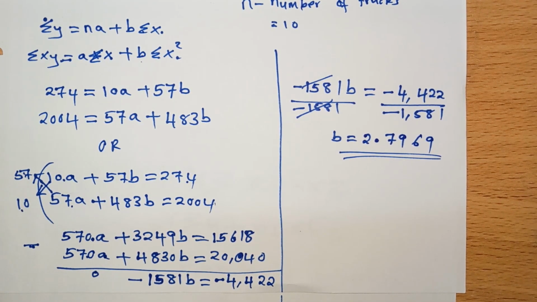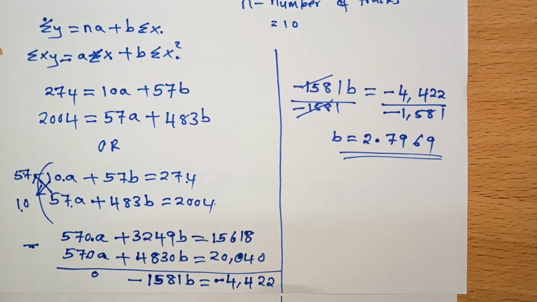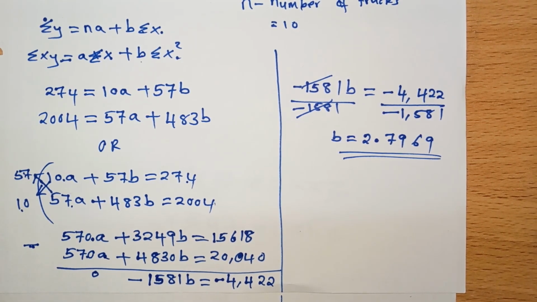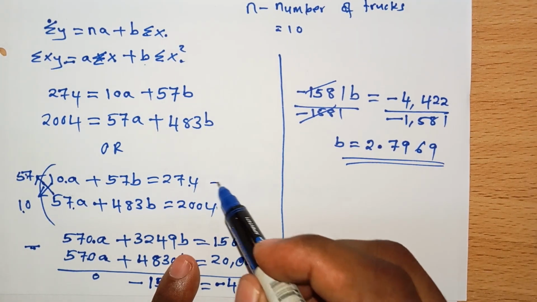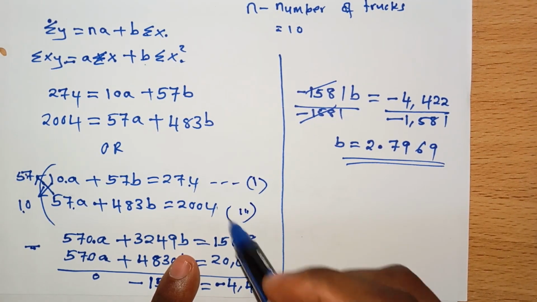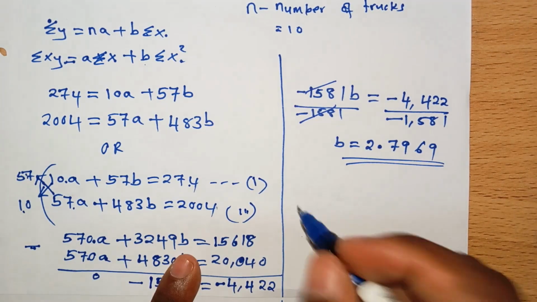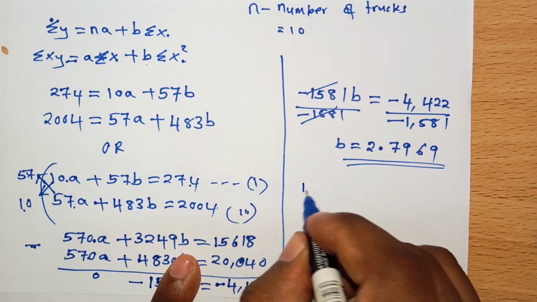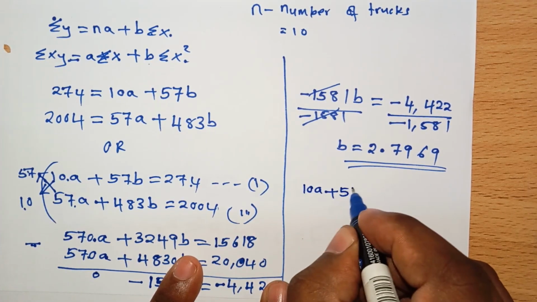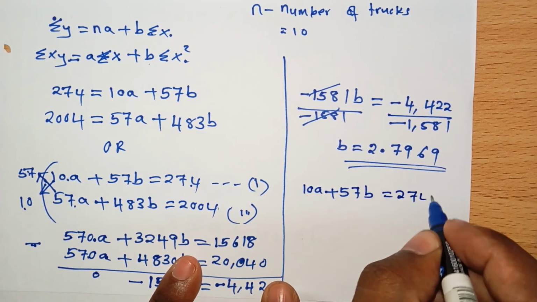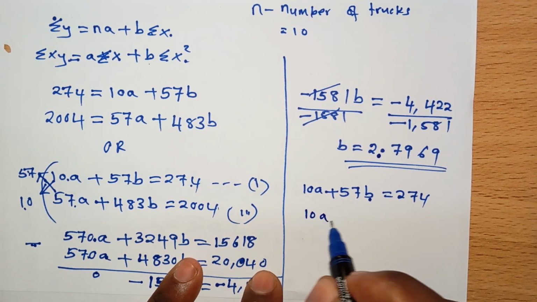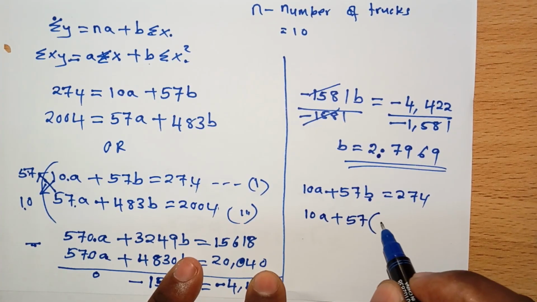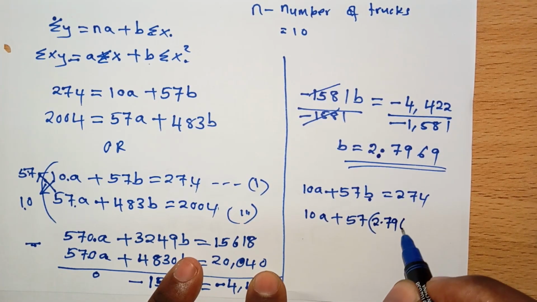And in our equation we need to find the value of A. So for us to be able to find A, we need to take this B, and then from there we insert either in equation 1 or in equation 2 so that we can find A. So let us use the first equation, which is 10A plus 57B equals 274. Where there is B, I'm going to replace with this one. So we have 10A plus 57, open the bracket, 2.7969.